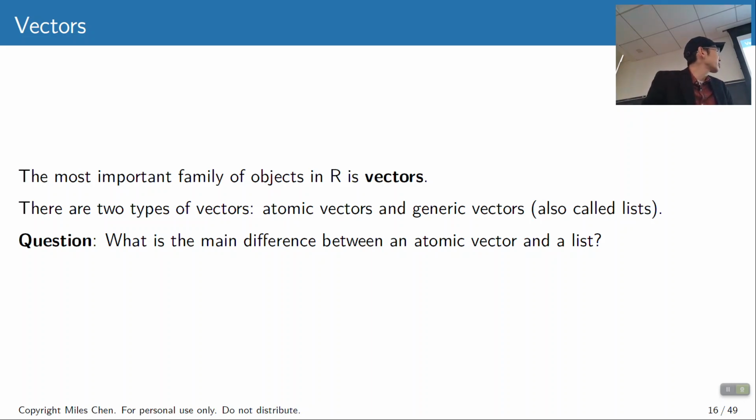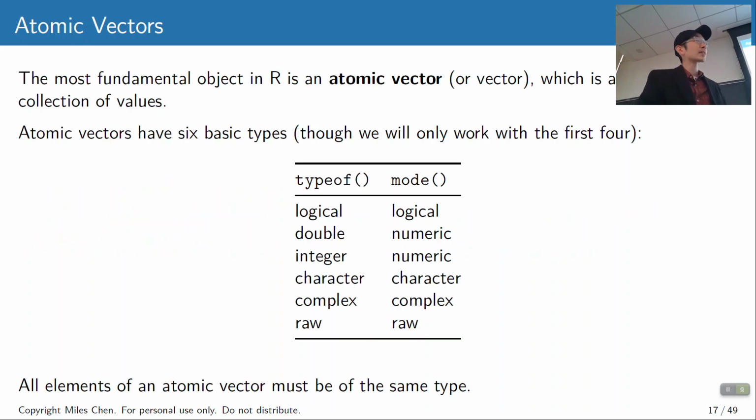Okay, we got two types of vectors: atomic vectors and generic vectors. We might call generic vectors lists. And what is the main difference between an atomic vector and a list? You can think of your answer in your head. The key difference is that in an atomic vector, all of the values must be of the same type. So you can't mix different types in an atomic vector, whereas in a list or generic vector, you can mix types.